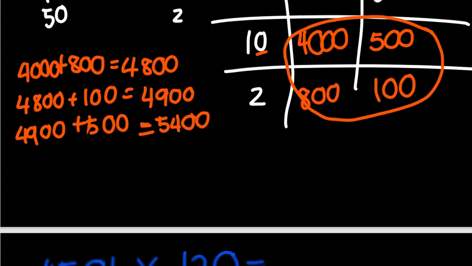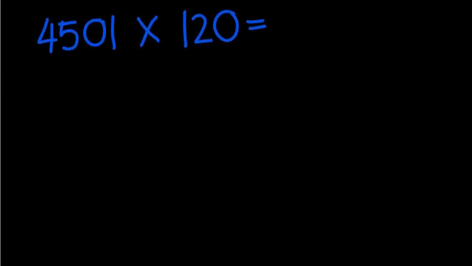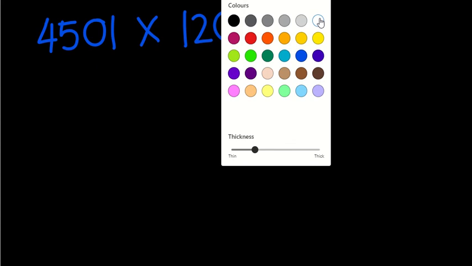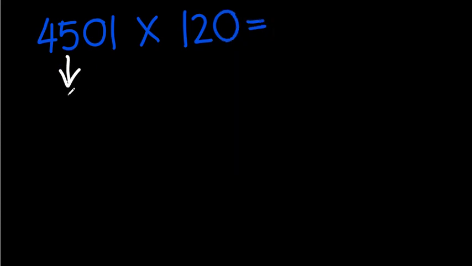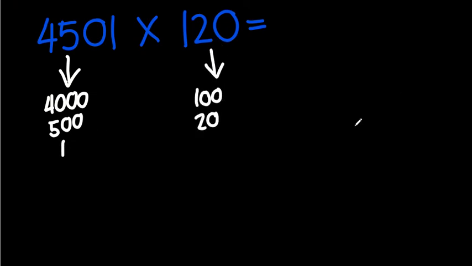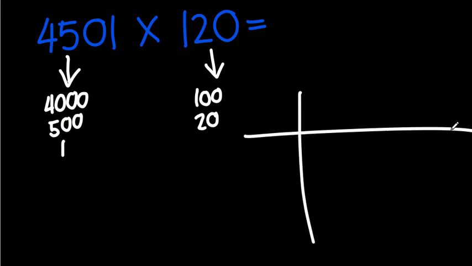And then one last one. This is quite a big challenge one just because it's really big numbers, but exactly the same principle, doesn't matter how it looks. So 4,501, that means we've got a 4,000, we've got a 500, and we've got 1. This one we've got 100, and we've got a 20. So same thing, make our grid.